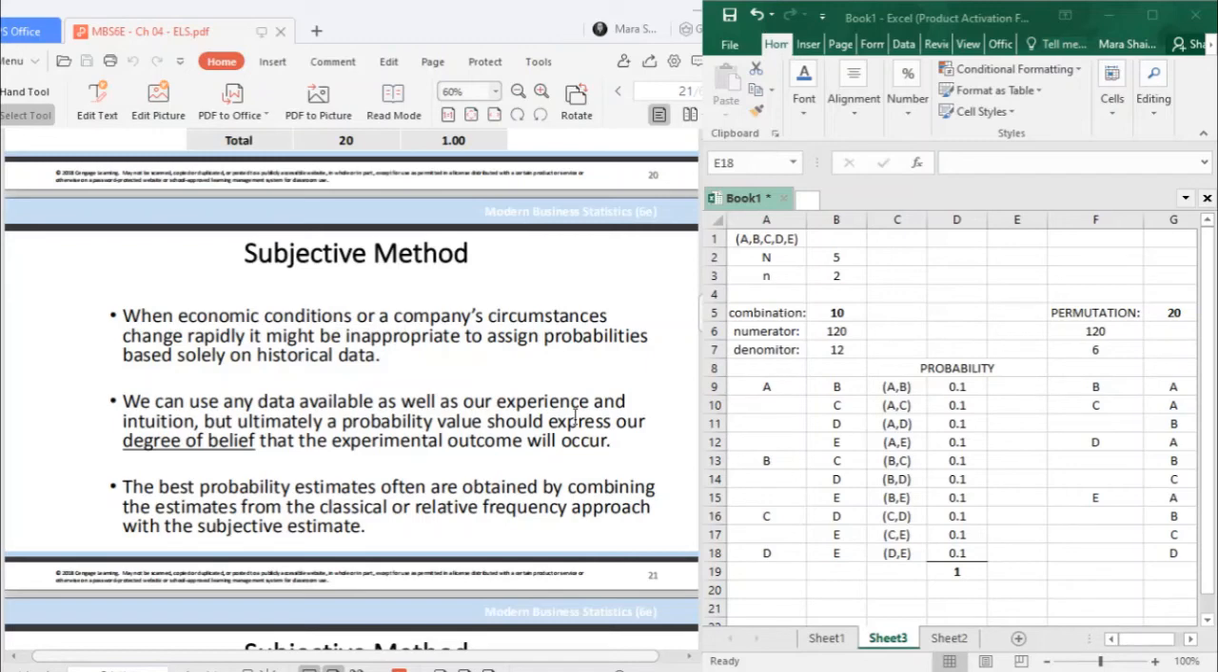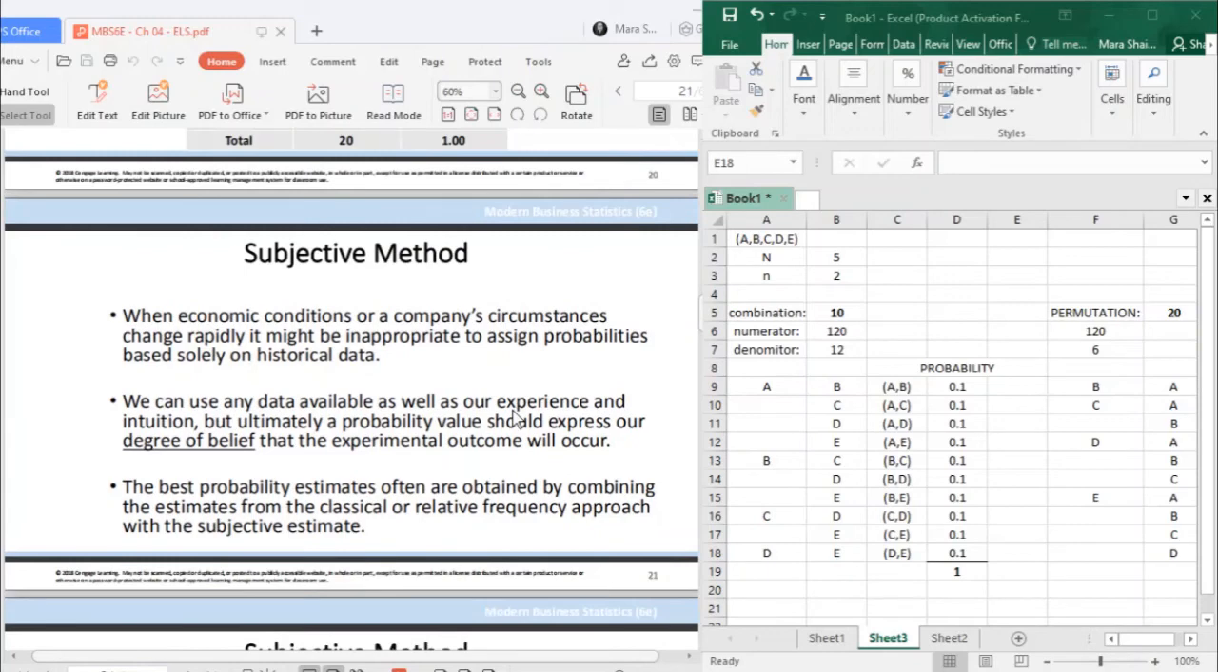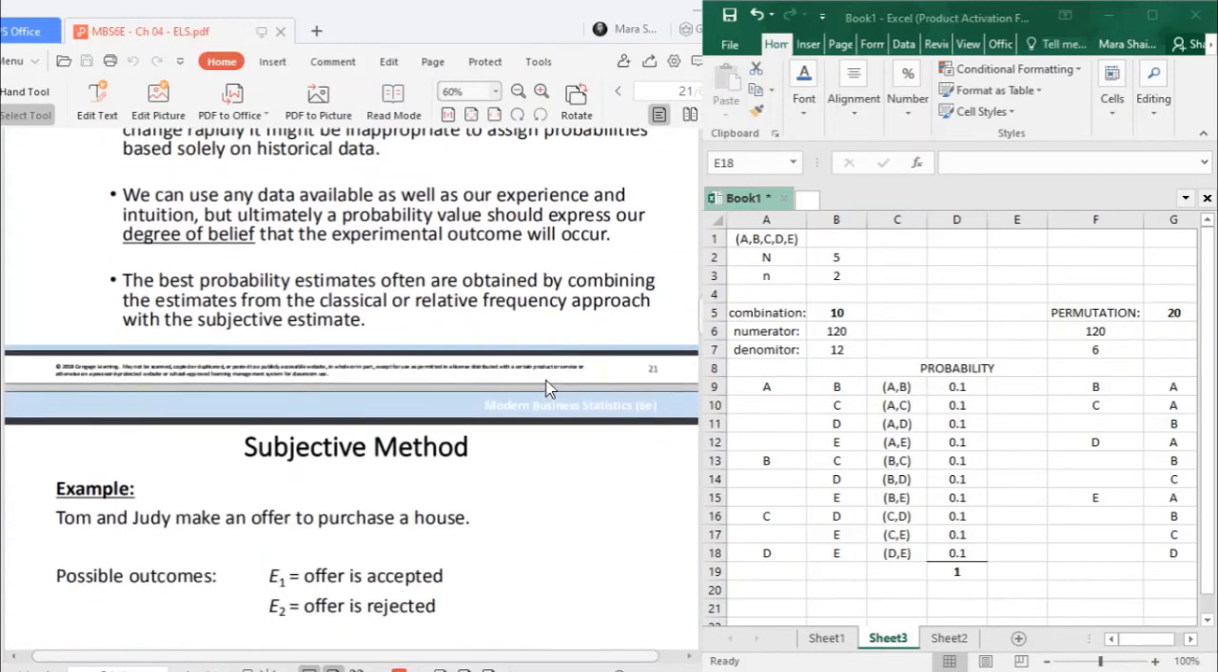Thus, the best probability estimates often are obtained by combining the estimates from the classical or relative frequency approach with the subjective estimates. Because of uncertainties, it's not always that what you saw as the result using your classical or relative method will really happen, because again, those are just probabilities in real life. Now, if you are someone who is already more experienced and you understand the experiment well, and you have the knowledge and apply professional judgment in assigning probabilities, that is under the subjective method.